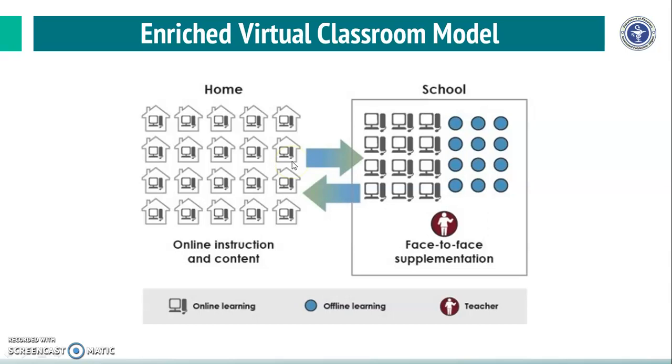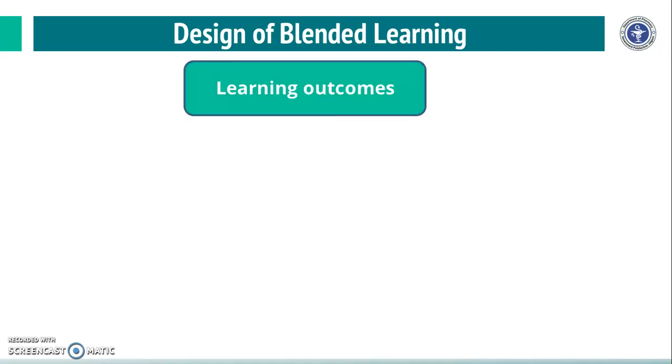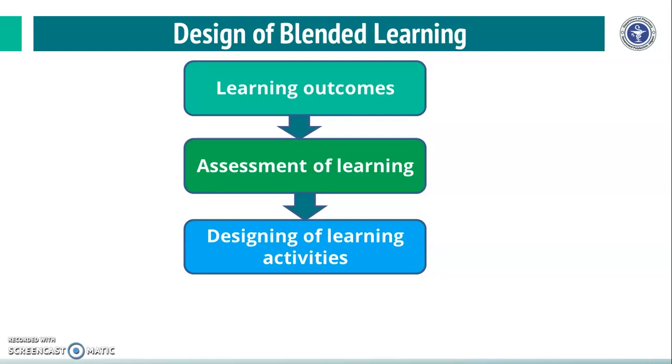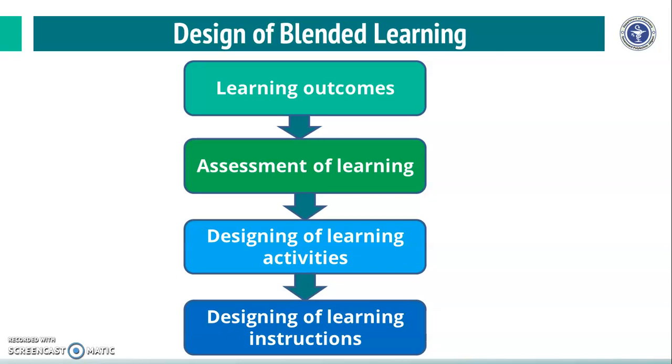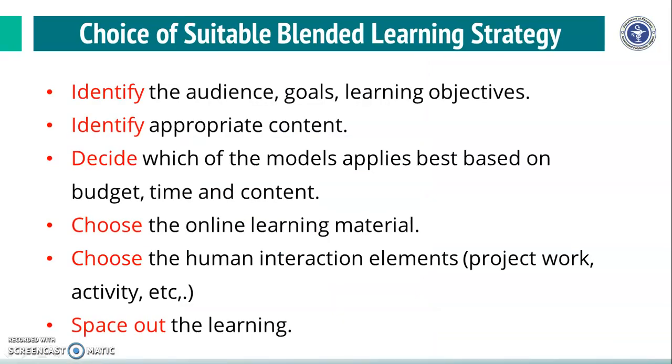Now, with all these models learned, let us go towards the design of blended learning. When we are designing blended learning, it should be a backward integration. You can see that first you have to design the learning outcomes, what the student should be able to do. Then you have to go for an assessment strategy, how you are going to assess whether the students have learnt or not. And then you can go to the design of learning activities which you are going to do in the classroom, and then you can design your learning instruction. Choose the suitable model as per your requirement.